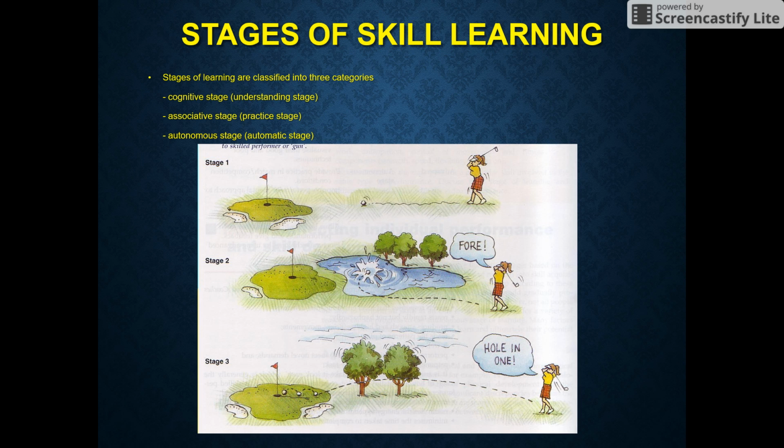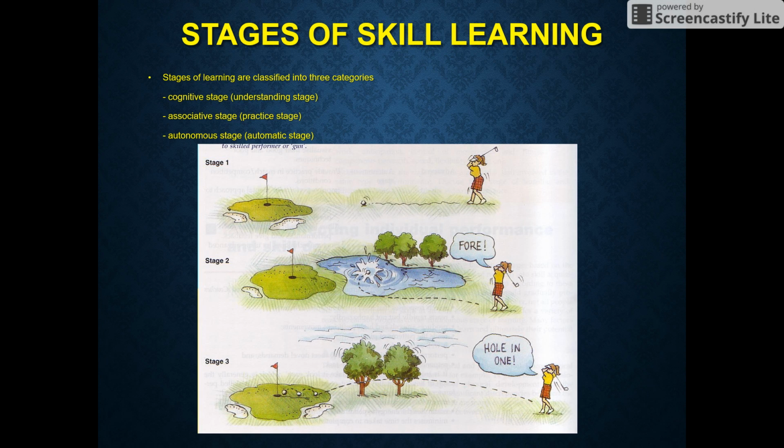As mentioned previously, there are 3 different stages to skill learning. Stage 1 is the cognitive stage. The fundamental requirement for this stage is that the athlete is to gain an understanding of what they are required to do to perform the task or the skill at hand. That's why this is also known as the understanding stage.